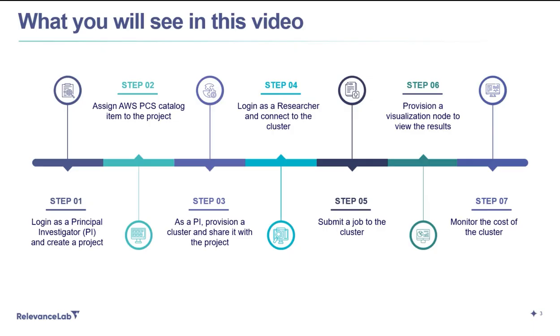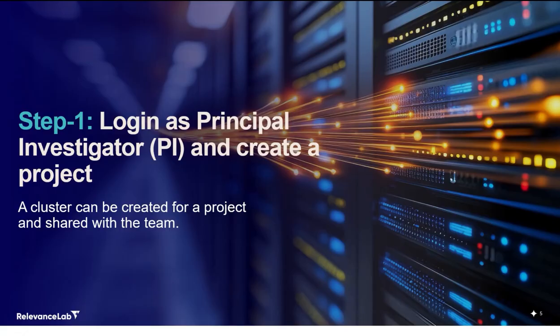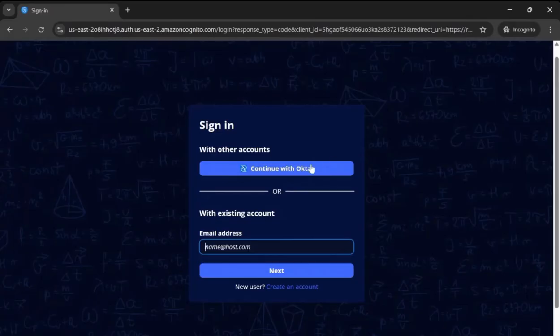In this video, we shall see details of this integration, including provisioning of a cluster, submission of a job, and monitoring the costs. Research Gateway allows provisioning of PCS clusters from the project catalog, which sets up all the AWS resources required. First, let's log in as a principal investigator.